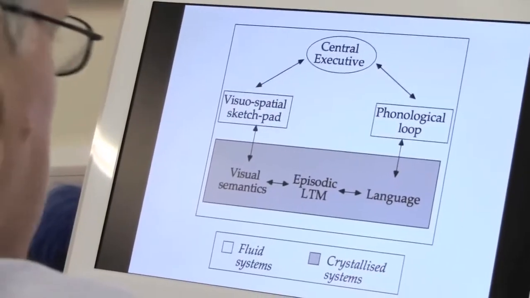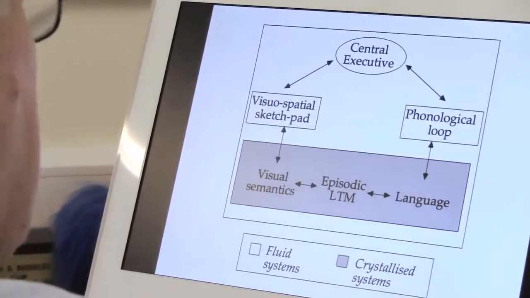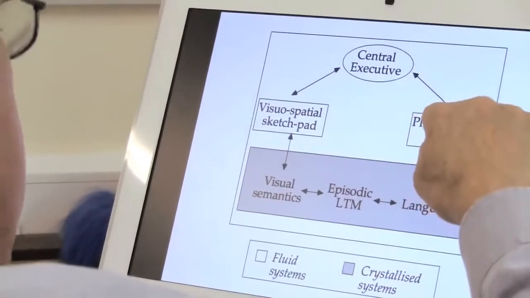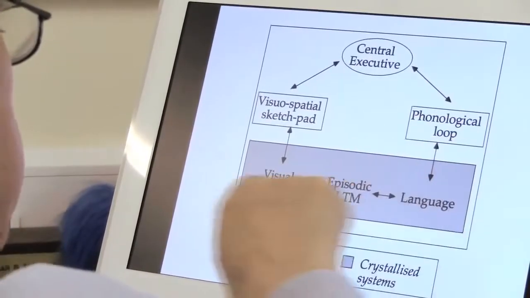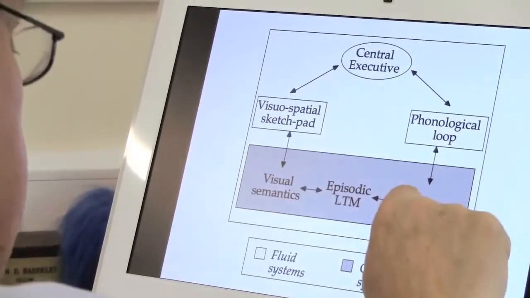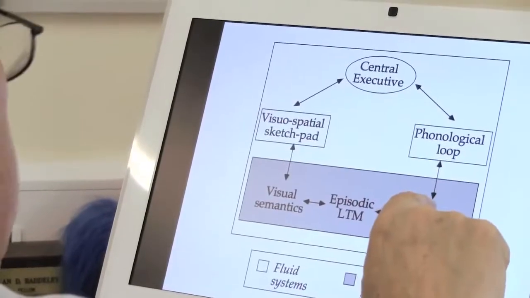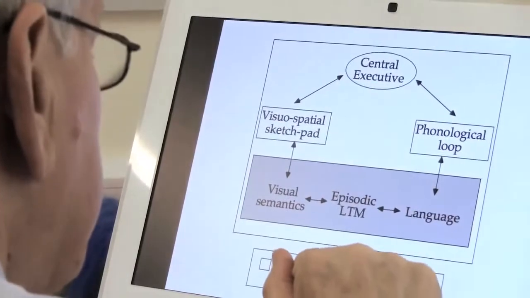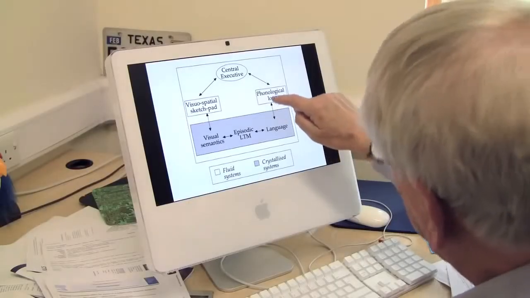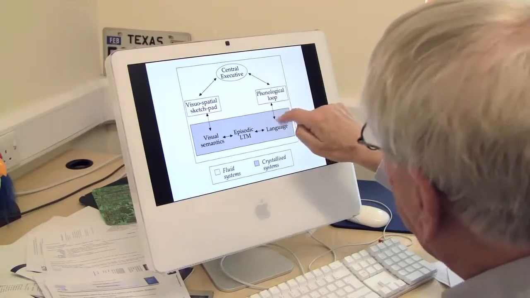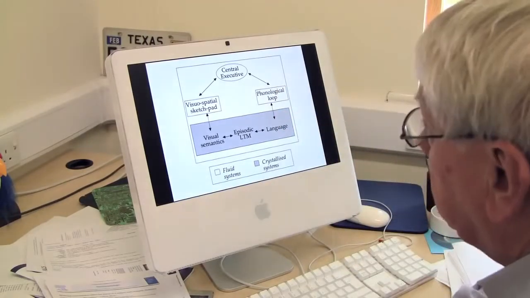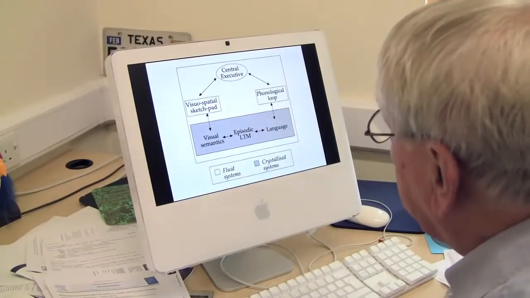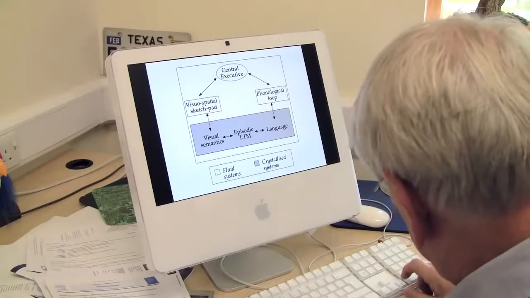Our simple model had to be complicated a bit when we discovered that the phonological loop was useful for learning language, and so we added a link between the phonological loop and long-term memory, the shaded area, so-called crystallized systems, long-term systems, and the unshaded are temporary, so-called fluid systems. We know that the phonological loop helps you learn language, and we also know that language helps with the phonological loop. We assume something similar with the visuospatial sketchpad, but it's not really been investigated very much.